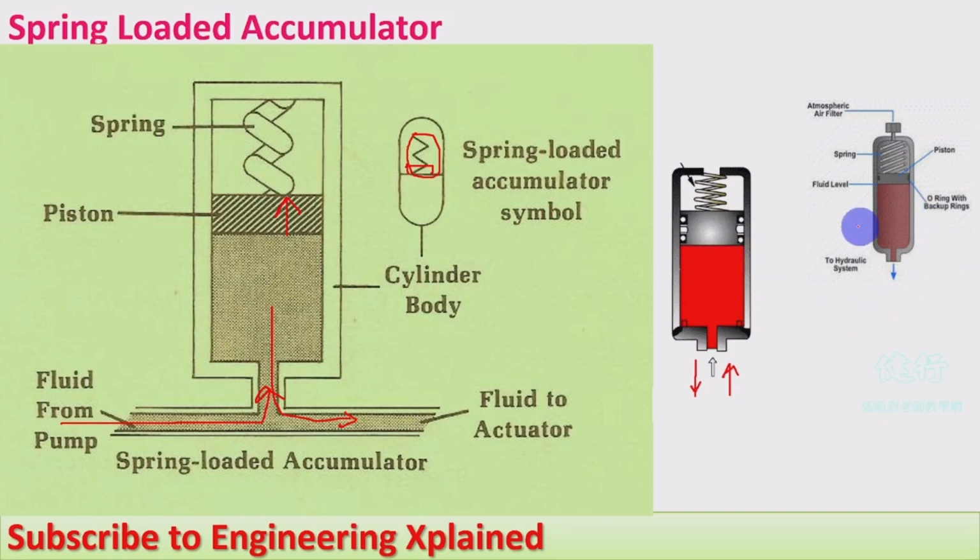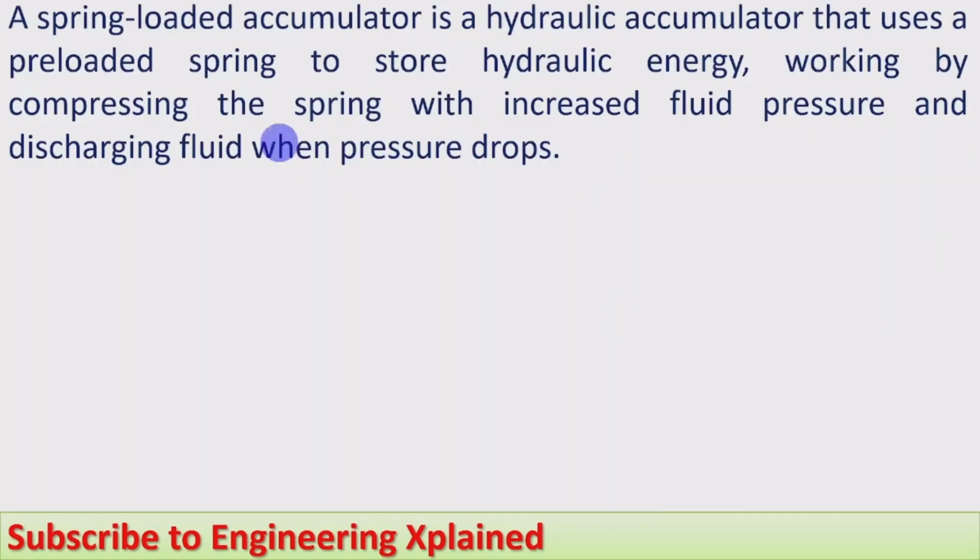In the different parts here, we can also see that there are two hydraulic system flow connections. O-rings are provided in order to avoid leakage. A piston, a spring, and an atmospheric air filter are used, so that during compression the air can come out. The working we can discuss here.